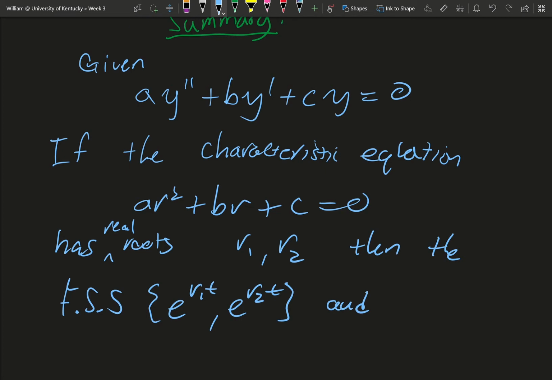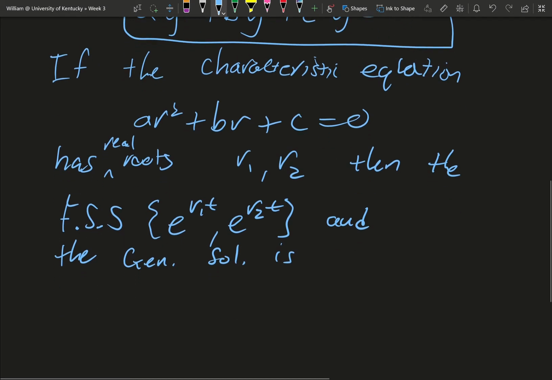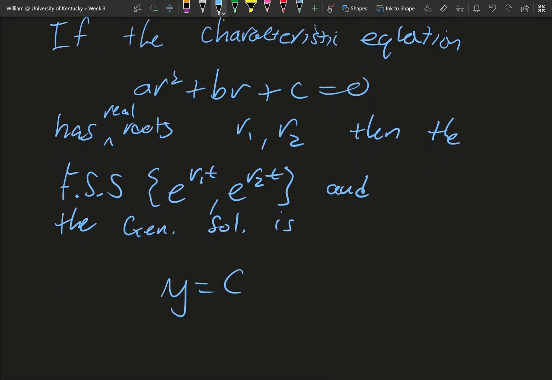And the general solution to this original equation up here is y equals c1 e to the r1t plus c2 e to the r2t.